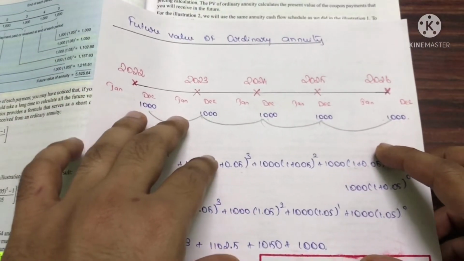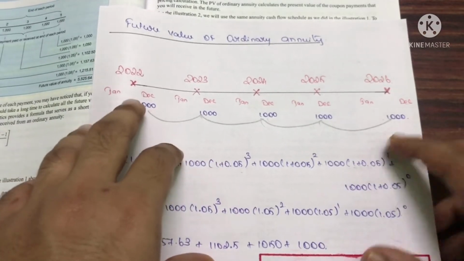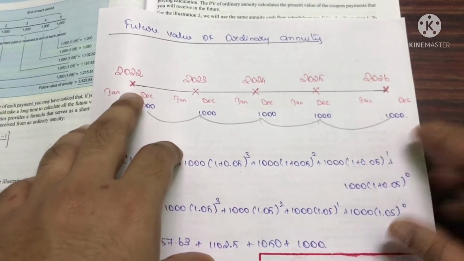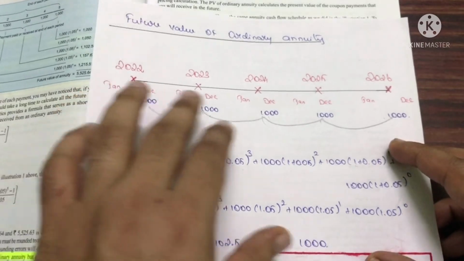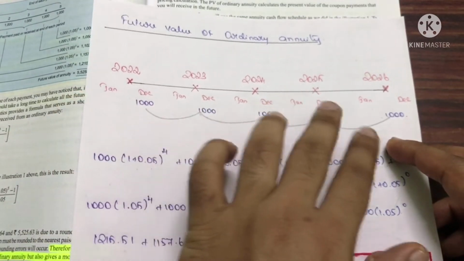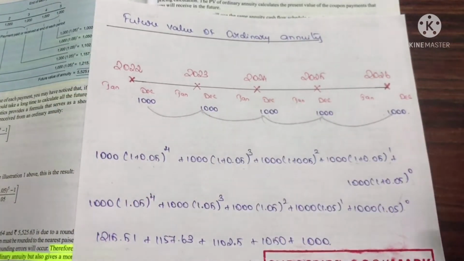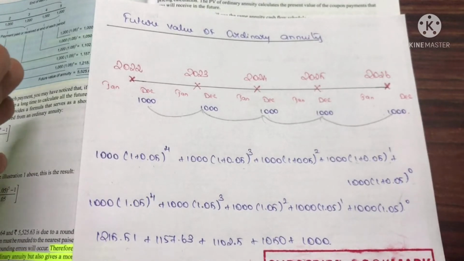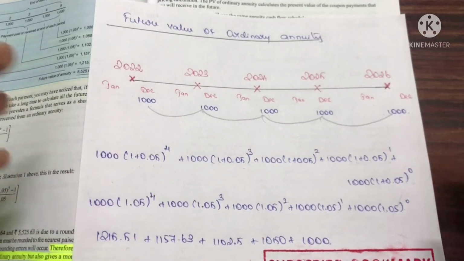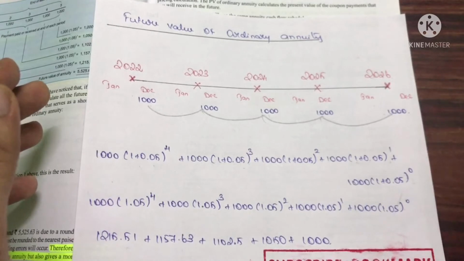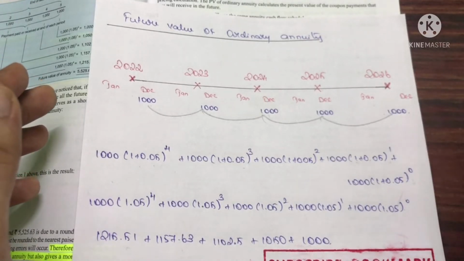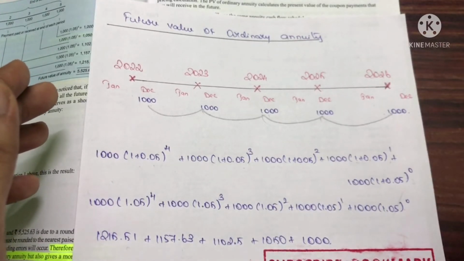Future value of ordinary annuity. Let's assume 2022 is the first year, then second, 3, 4, 5 year. For 5 years I am going to make an investment of 1,000 rupees. Ordinary annuity means at the end of the period. So at the end of the year I am going to make the payment.